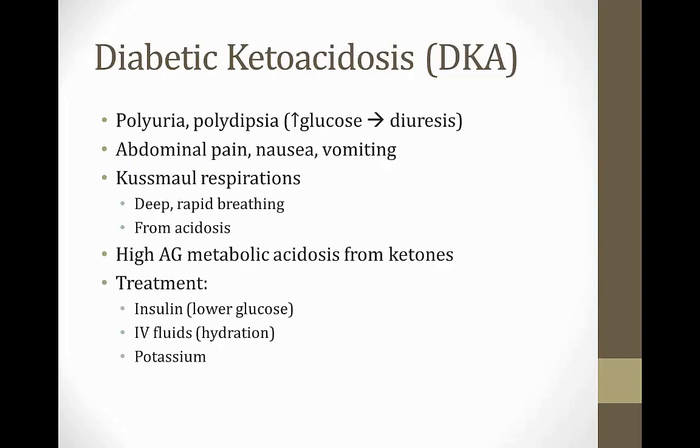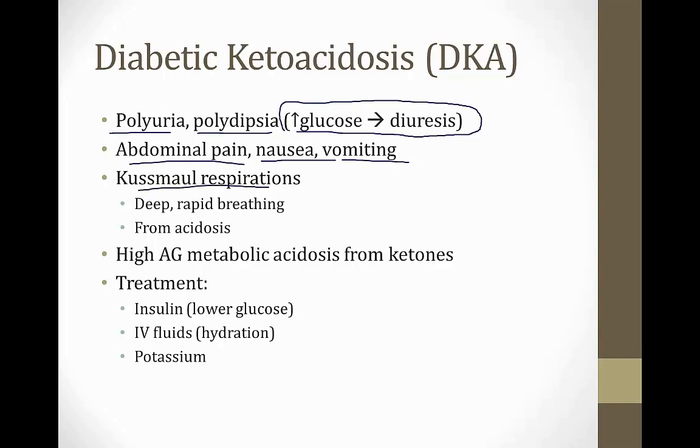The high levels of glucose draw fluid into the tubules of the nephron and increase the urine output, so patients with DKA have polyuria. The polyuria makes them dehydrated, so they drink more and they have polydipsia. Basically, the glucose acts like an osmotic diuretic, creating a diuresis effect. DKA patients have abdominal pain and nausea and vomiting. The mechanism of these symptoms is not clear. And then DKA classically has something called Kussmaul respirations. These are deep, rapid breaths that patients take with DKA, and they're caused by the acidosis.